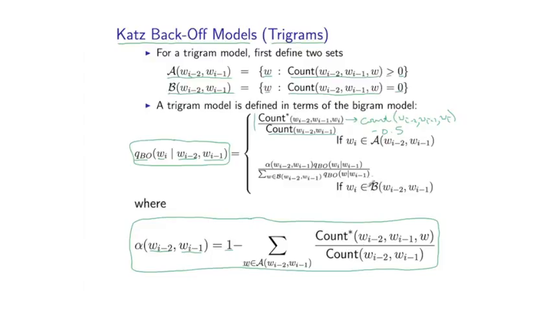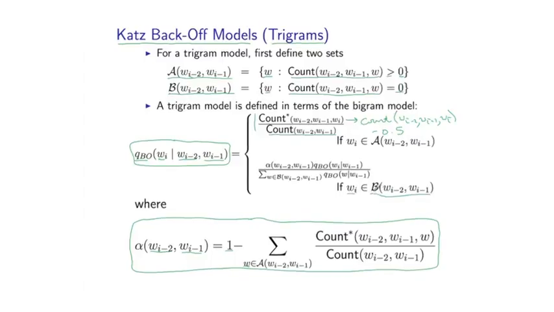And again, for any word which is seen in the set B, i.e. for which this count is equal to 0, we define the backed-off estimate in the following way. We're again going to split this missing mass between these words in the set B, and now we're going to split this in proportion to the backed-off estimate at the bigram level. So this is just the estimator I showed you on the previous slide.